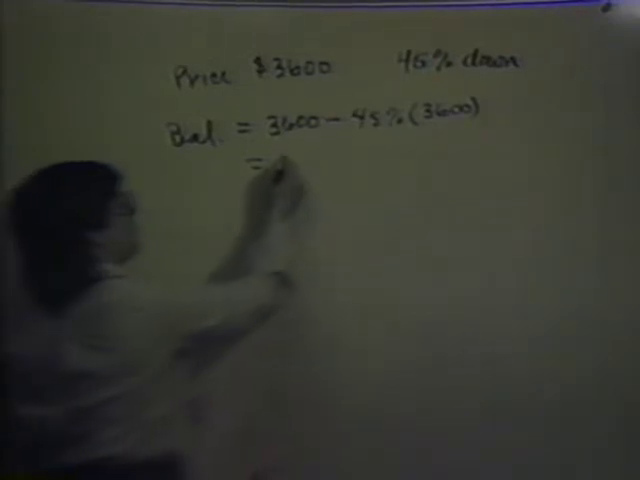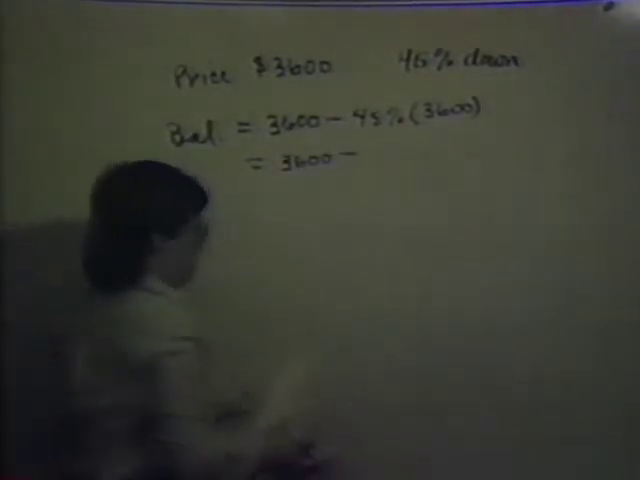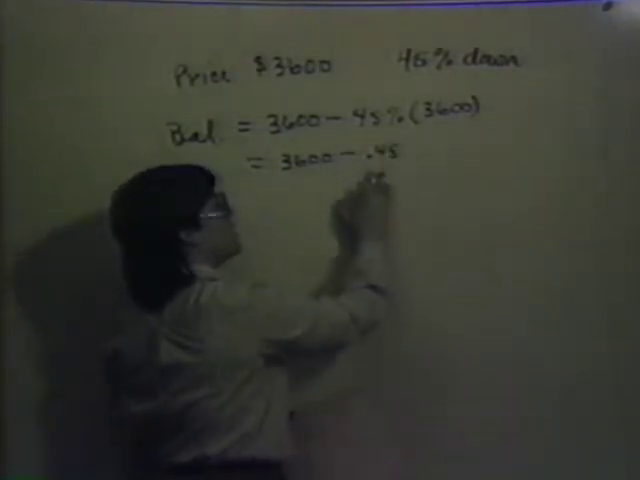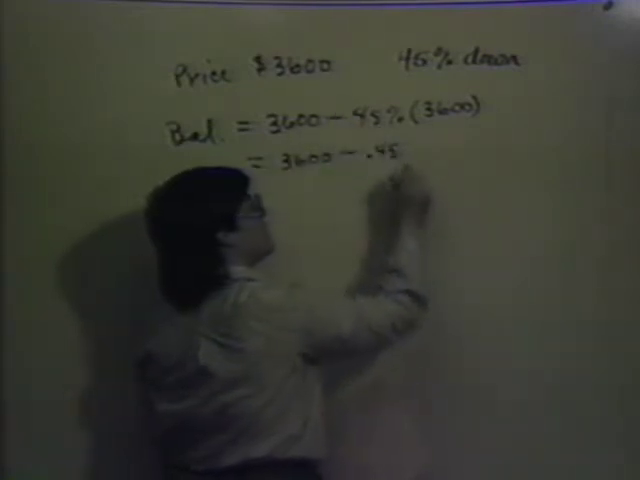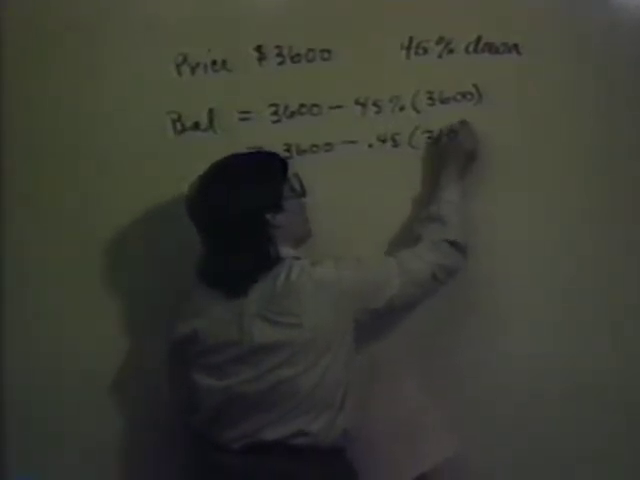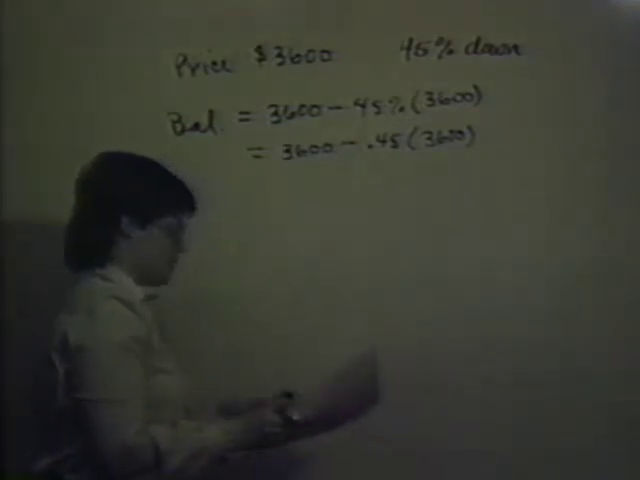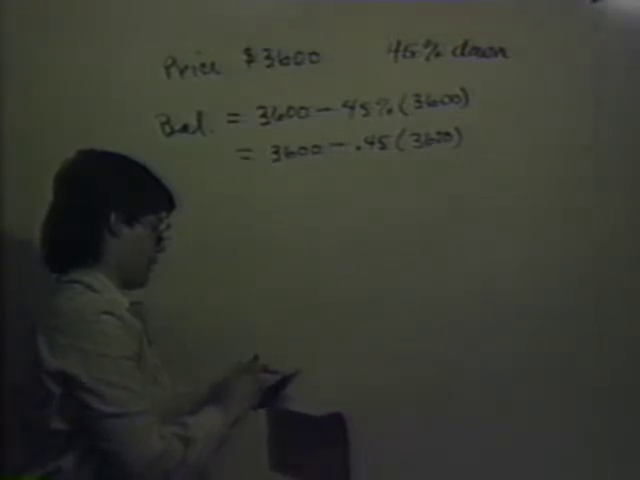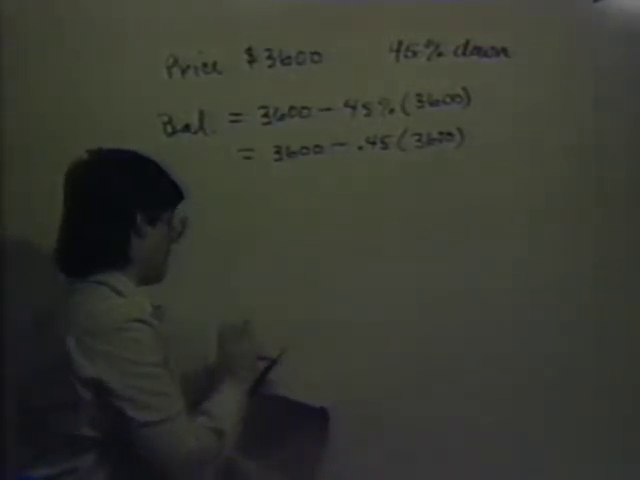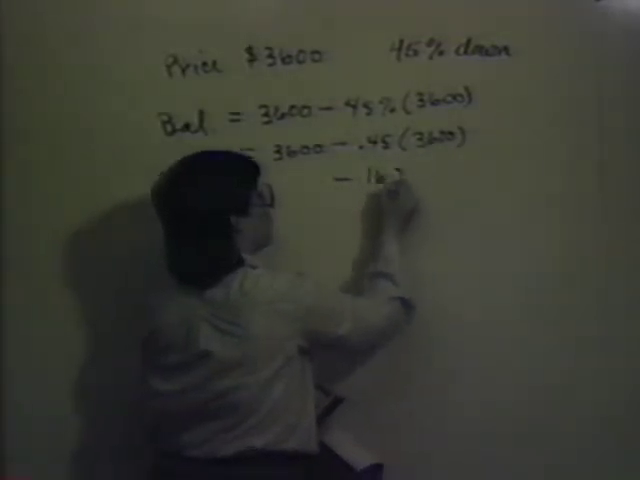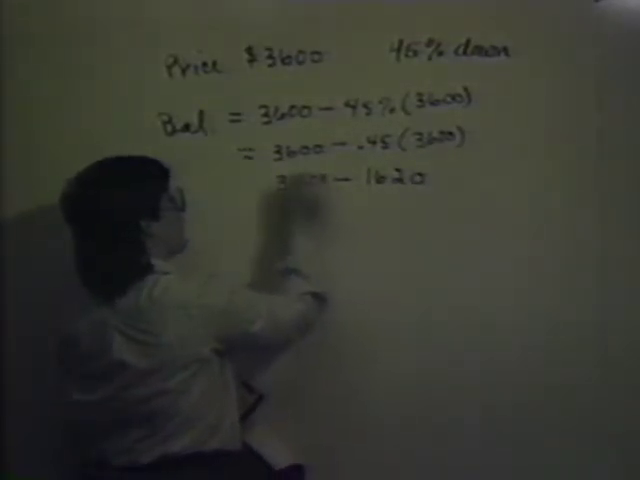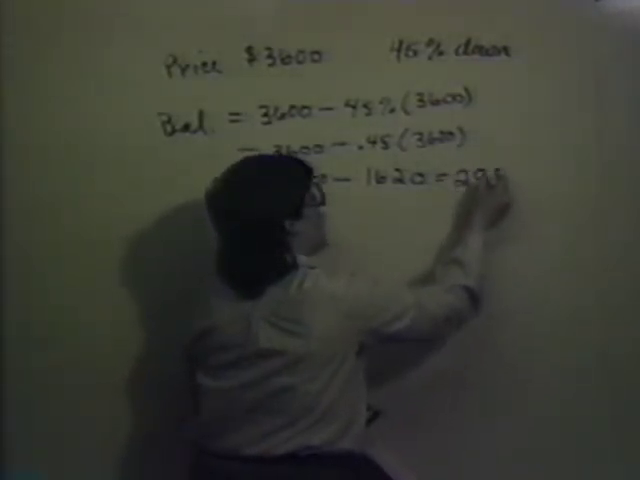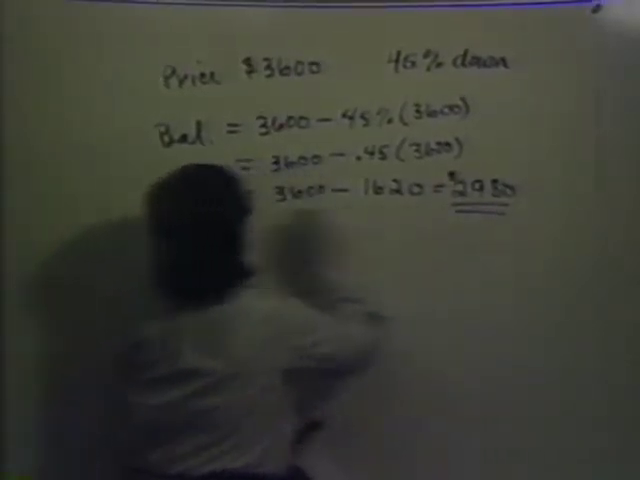Okay. Now, I have my calculator handy here, so I can do this real quick. I'm going to use 0.45, as Mrs. Nichols just showed you. We can write a percentage as a decimal by moving the decimal place two places to the left. So what I'm going to do in my calculator is multiply 0.45 times 3,600. And that is $1,620. And I'm going to subtract that from 3,600 to give me $1,980. This is my balance.